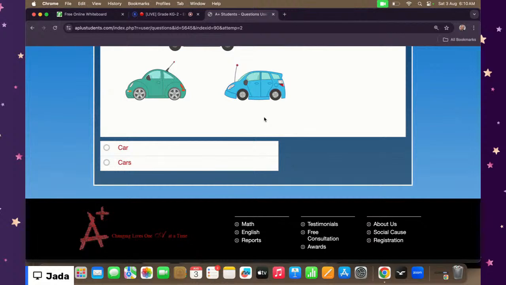So what's your answer on the chat? Option 2, cars. Good job, because it is more than one.